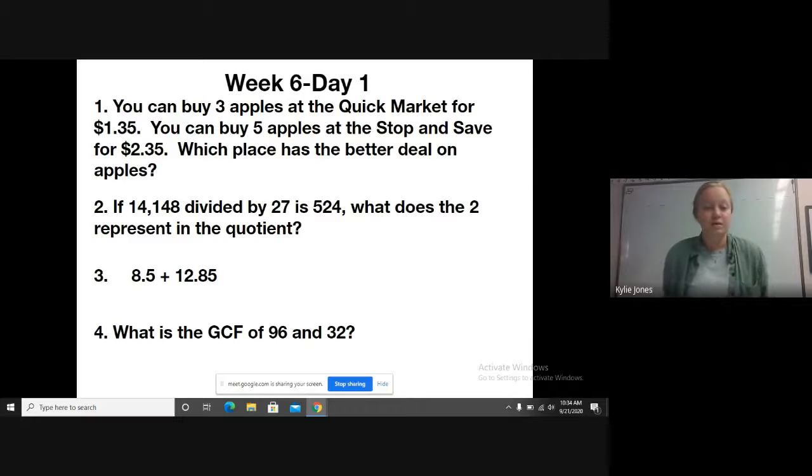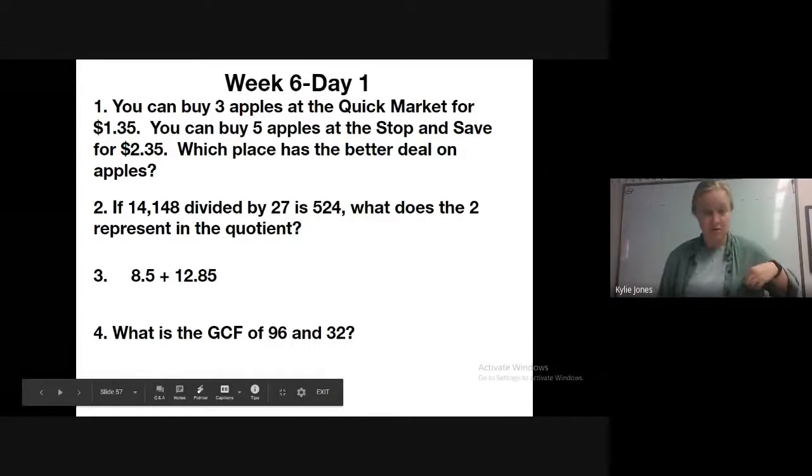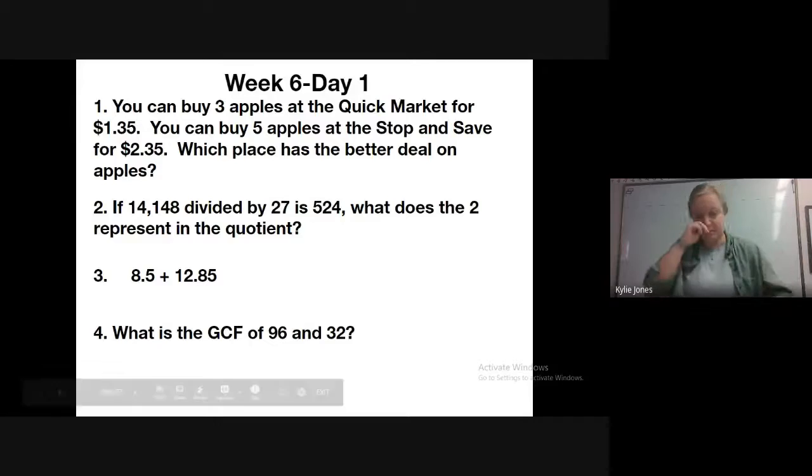Okay. Number 2, if 14,148 is divided by 27 and the answer is already given to you with 524, what does the 2 represent? Number 3, you're going to add those decimals. And then number 4, finding the GCF of 96 and 32. So I will give you guys some time to work on that.